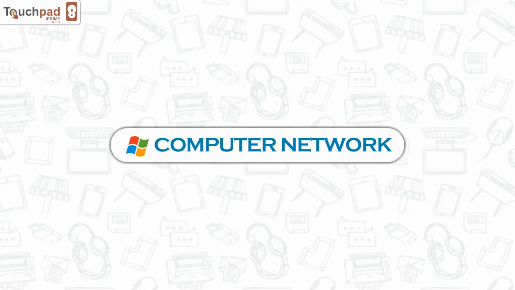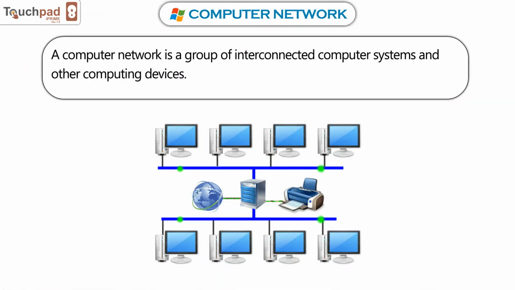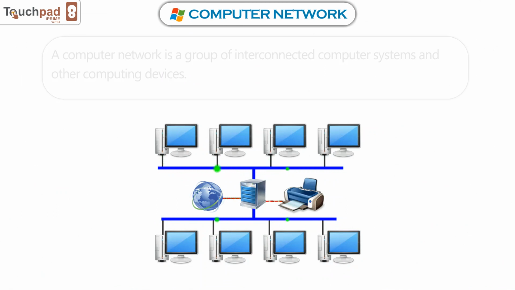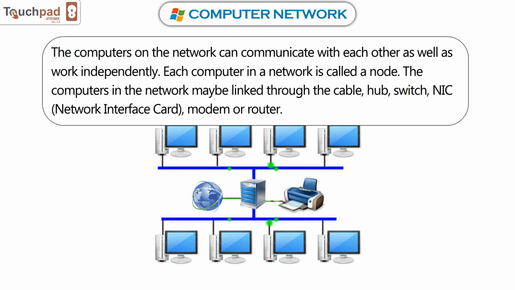Computer network. A computer network is a group of interconnected computer systems and other computing devices. The computers on the network can communicate with each other as well as work independently. Each computer in a network is called a node. The computers in the network may be linked through a cable, hub, switch, NIC (network interface card), modem, or router.